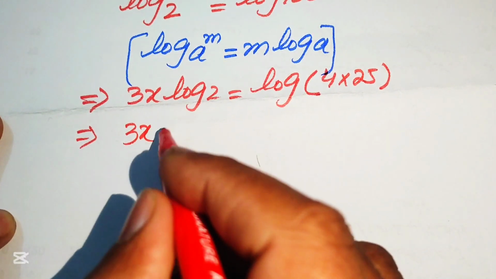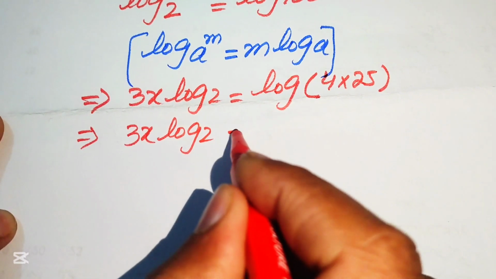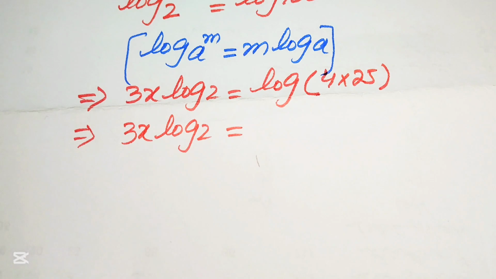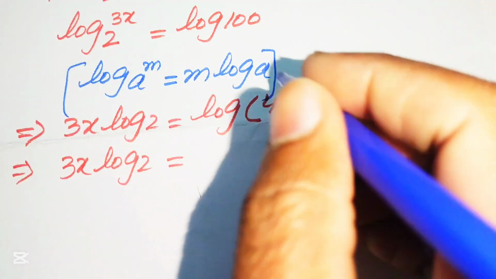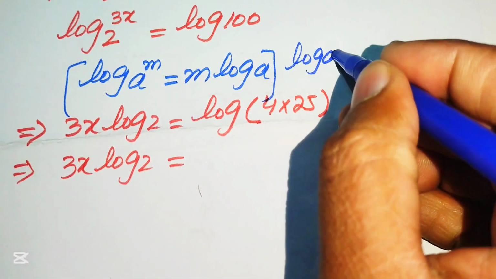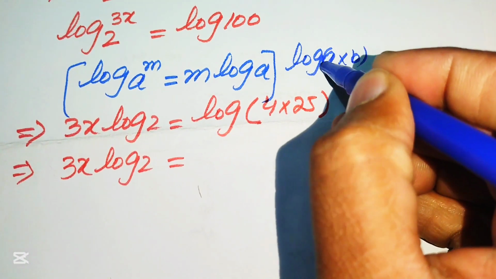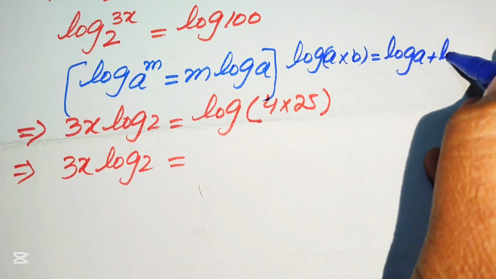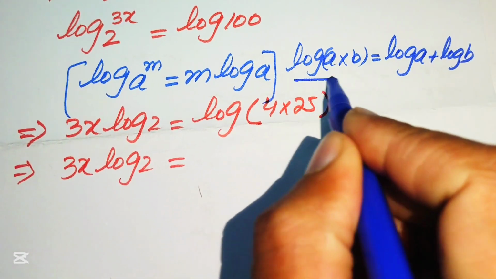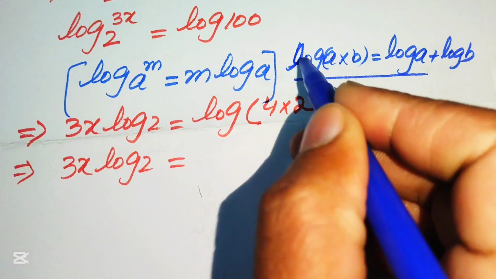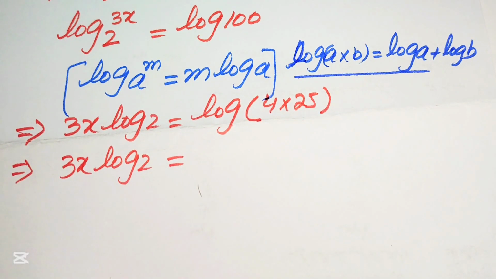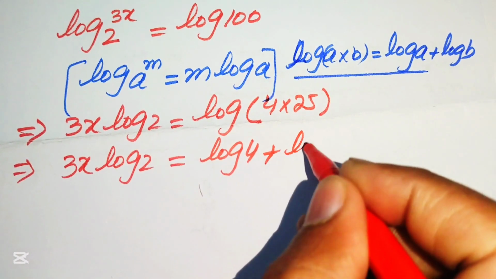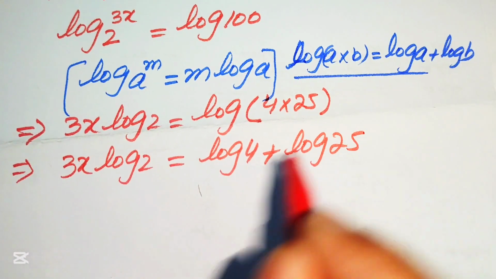So we have 3x times log 2 equals, here we need to apply the second property of log, and you know about this property. If you have log of a multiplied by b, if you have the product of two numbers inside the log, we write it as log of a plus log of b. So here we apply this nice property of log. According to this property, we write this expression as log of 4 plus log of 25.